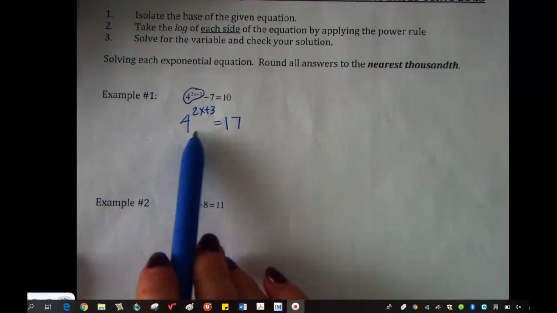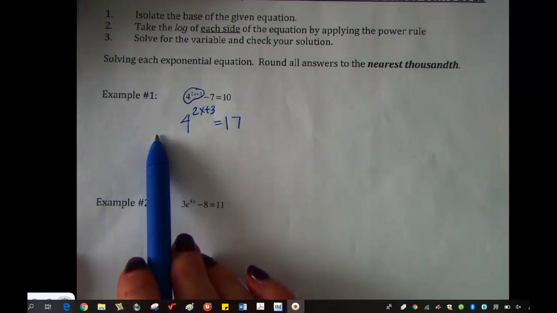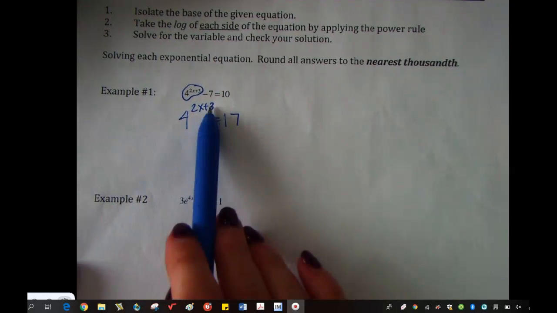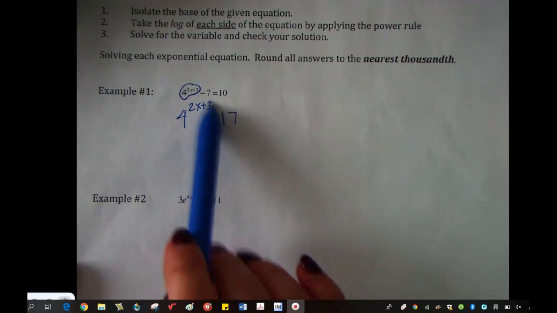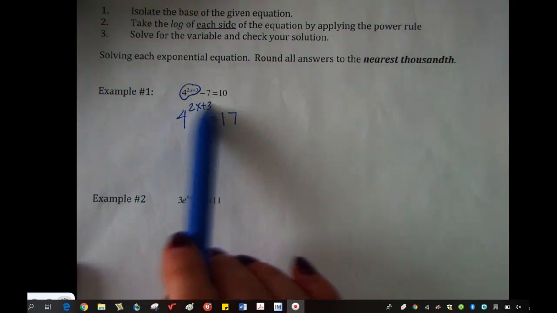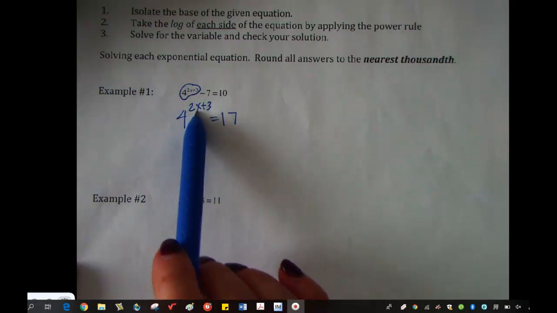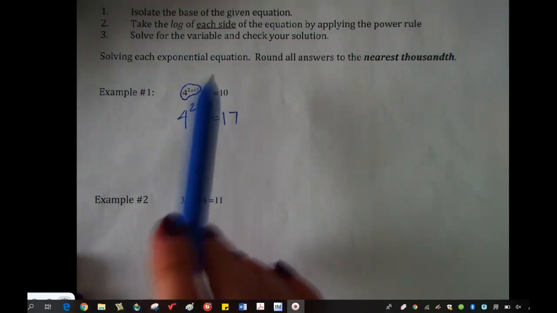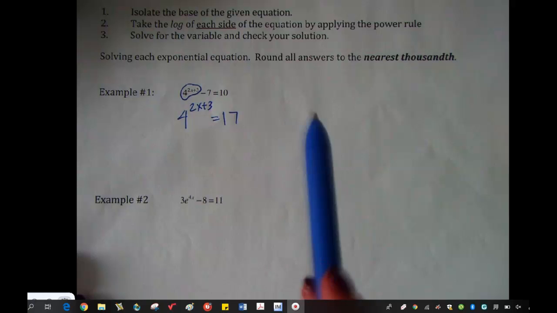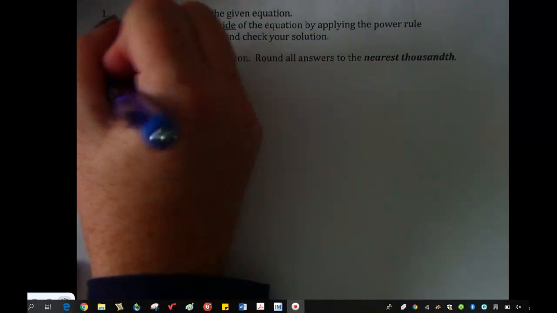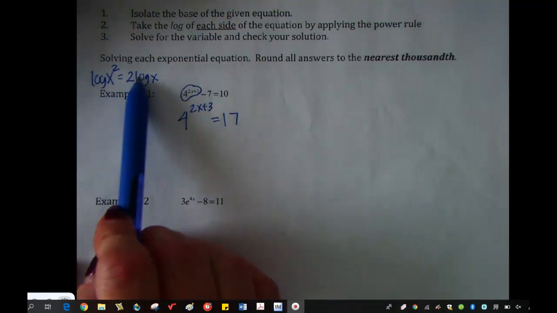Well, a couple topics ago we got common bases, but I can't get a common base between a 4 and a 17, so this is where I have to take the logs. The only thing that will undo this, that will remove this, is to apply some log rules, to take the log of both sides here. So I'm not putting it in log form, I'm going to take the log of each side. And if you remember, when you had log of x squared, that became 2 log of x. So that 2 went in the front, that power.